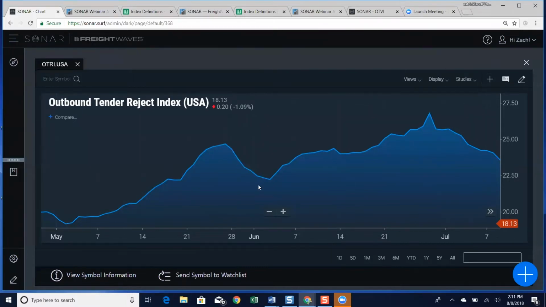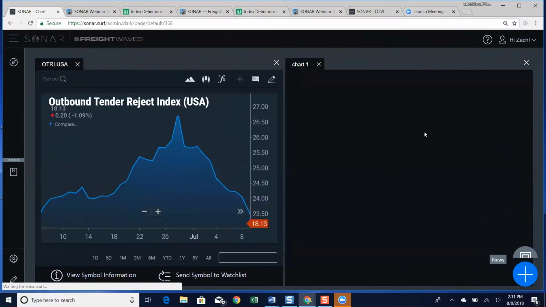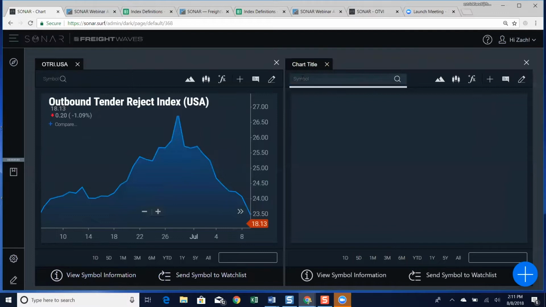And in late May and into June, you have higher tender rejection indexes. So I want to know why. Maybe carriers are just getting better options on the spot market. Well, without looking at DAT or other load boards, you can go out and see what kind of volume is happening in the market itself.